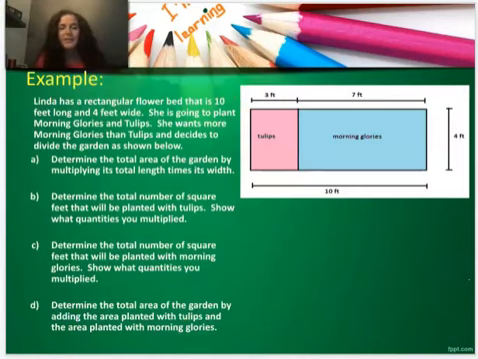Okay? So now let's look at an application problem. Linda has a rectangular flower bed that's 10 feet long and 4 feet wide. She's going to plant morning glories and tulips. She wants more morning glories than tulips. And so she's dividing the garden shown in that picture. So this is what you should do. Part A, determine the total area of the garden by multiplying its total length times its total width. So write that number sentence and calculate the answer.